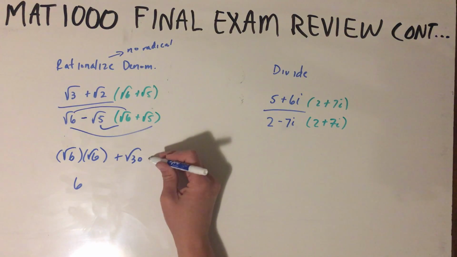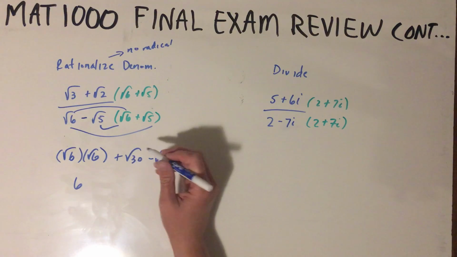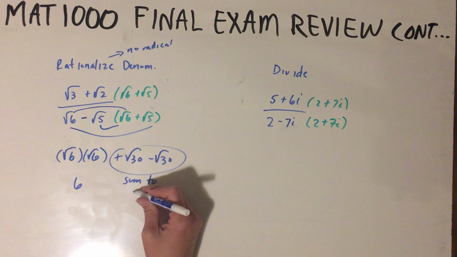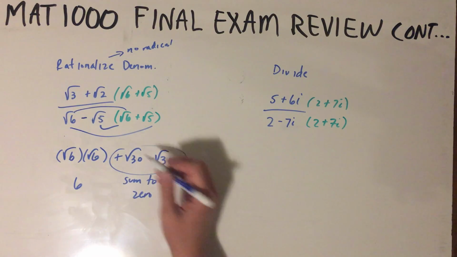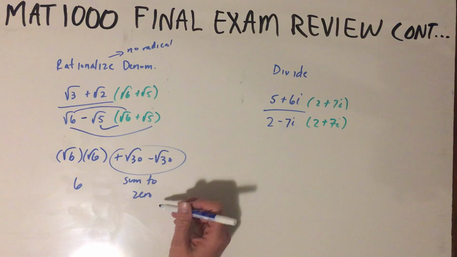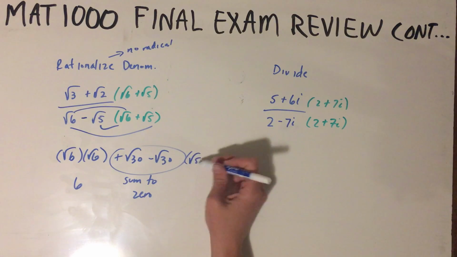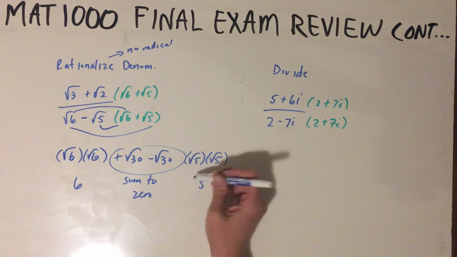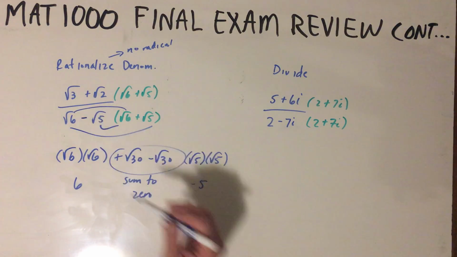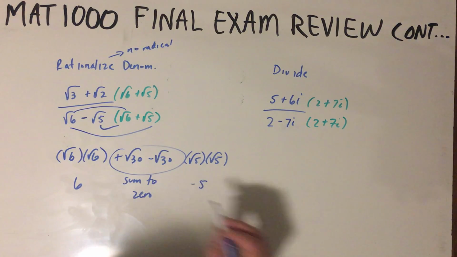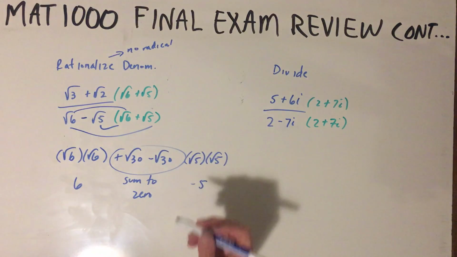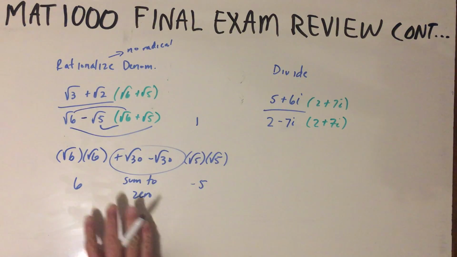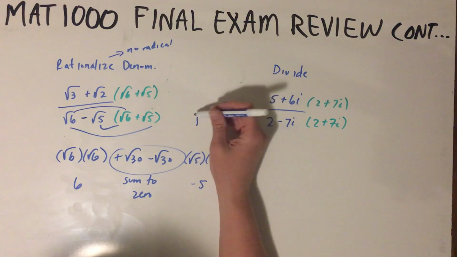The inner is going to be minus the square root of 30, and these will sum to 0 always when you use conjugates. The square root of 5 times the square root of 5 is just going to give me 5, or negative 5, because this sign here is negative. So 6 minus 5, what's on the bottom here is literally just 1. When I multiply out these conjugates, I literally just get 6 minus 5, which is 1.